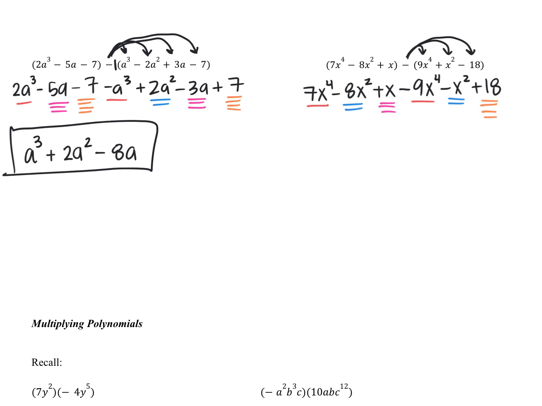So we have 7x to the fourth minus 9x to the fourth, so we get negative 2x to the fourth. Negative 8x squared minus x squared, which is negative 9x squared. And I don't have any like terms for my x, so it stays plus x. And I don't have any like terms for my 18, so it stays plus 18.